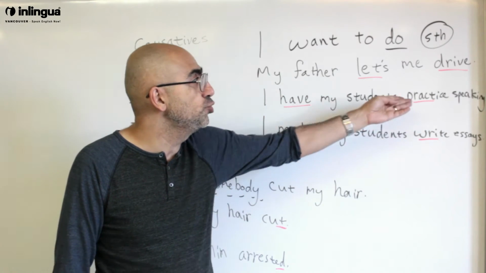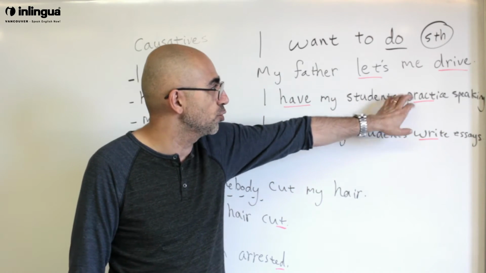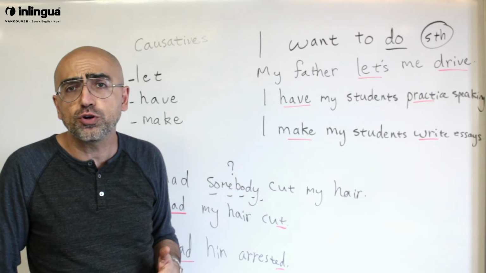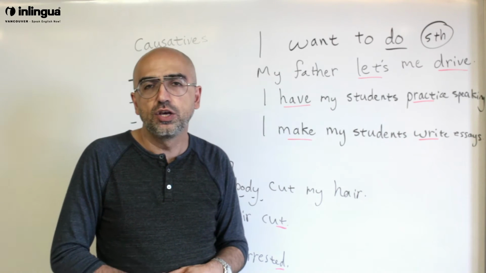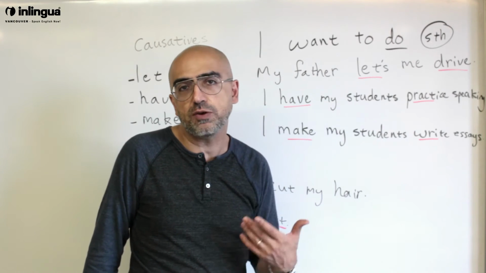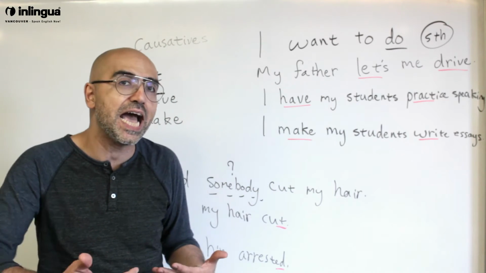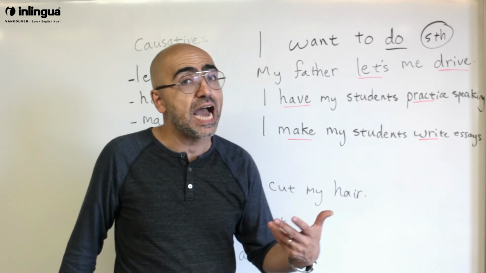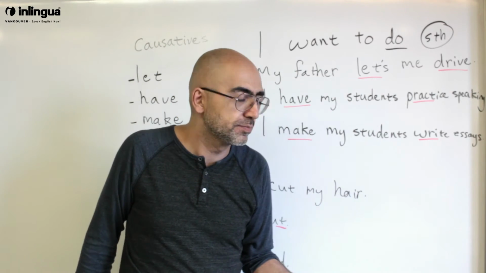I have my students practice speaking. I have them do something. Right? Again, base form, no to, practice. Of course, students like speaking. So having my students practice speaking English is not that difficult. They want to do it. I want them to do it, so I have them practice speaking. I ask them, and they do it.